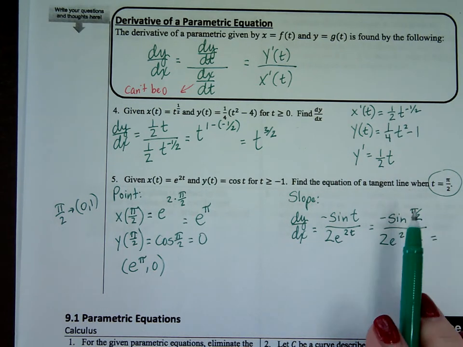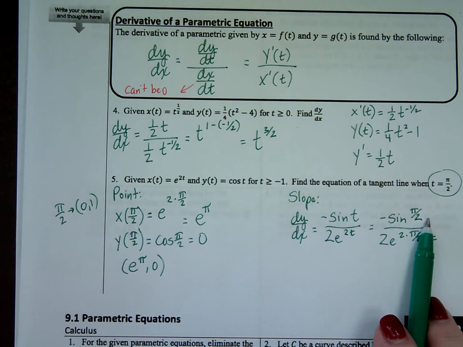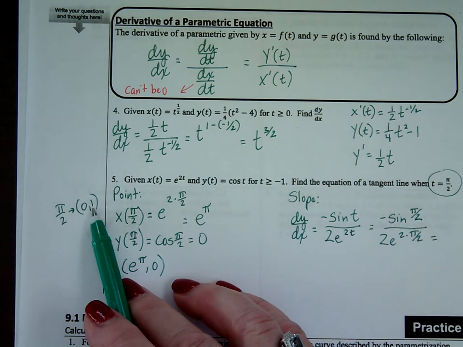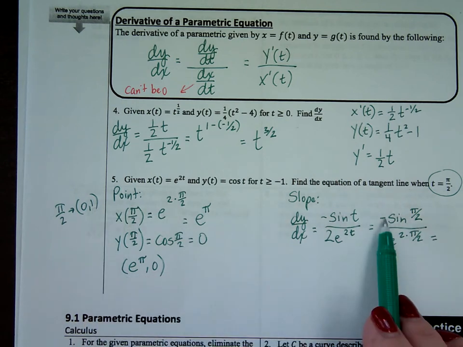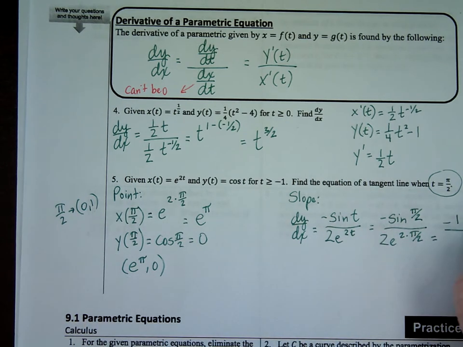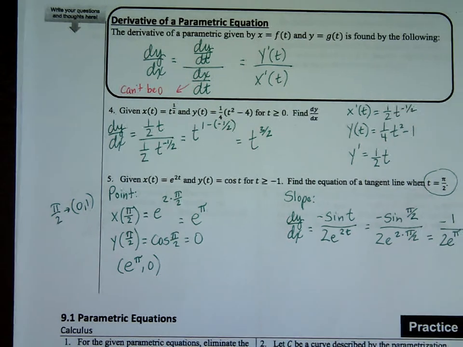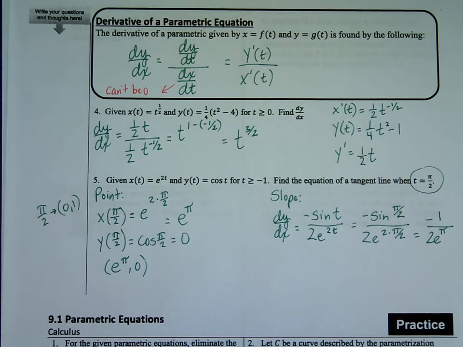Sine of pi over 2, sine is the y value. I'm back over here with my coordinate. So it's a 1, but it's a negative 1 because of this negative. So I get a negative 1 on top, and on the bottom I get 2e to the pi. That's my slope. Now you can take it further, but we can leave it that way because that's going to give us an exact answer.